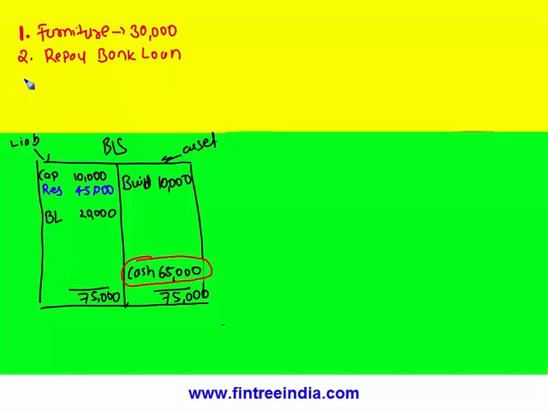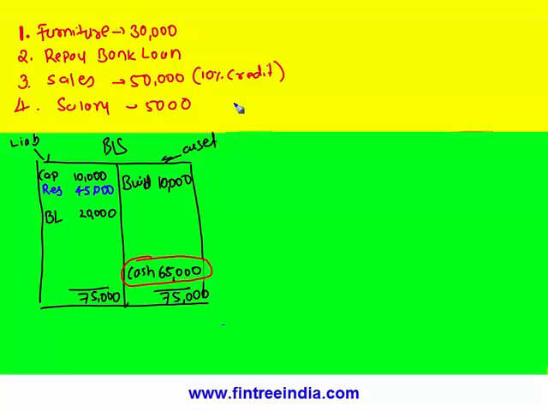Then it made sales of 50,000, but 10% of sales was made on credit. And again it paid salaries of 5,000. So now I want you to prepare a balance sheet and income statement for year 2. And what you want to appreciate is when you're in year 2, you will have to build on to the balance sheet of first year. It's not a fresh balance sheet anymore. You're building it for the second year. Start. Let's do this together.